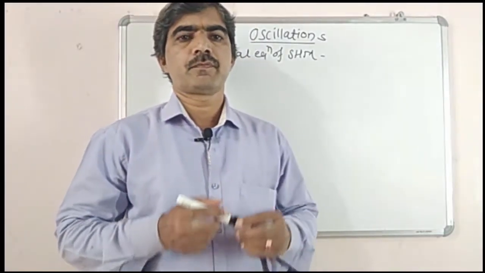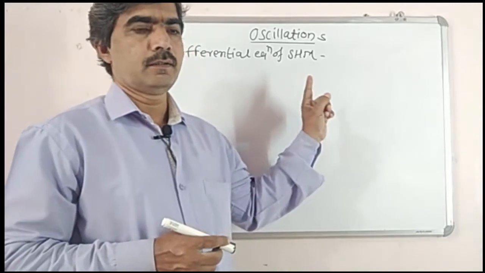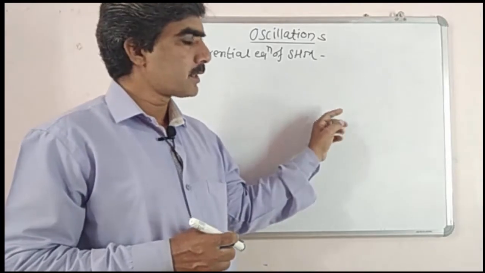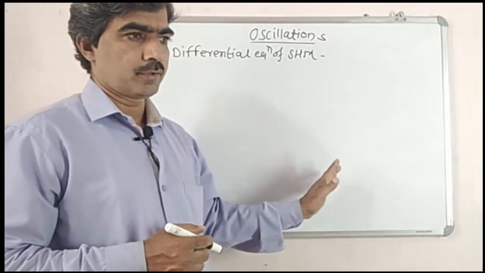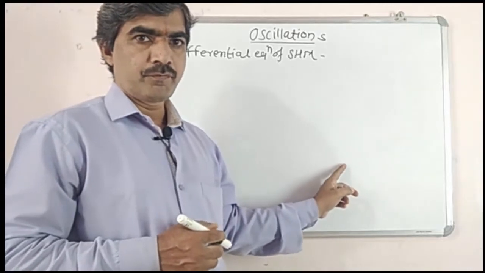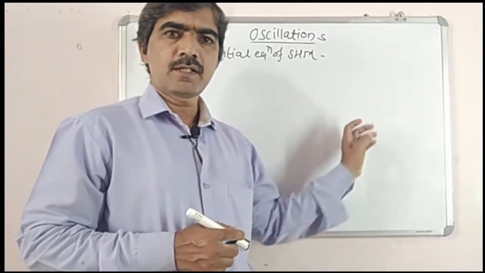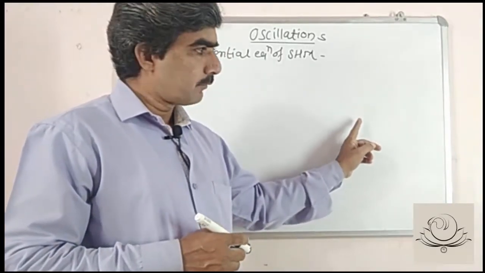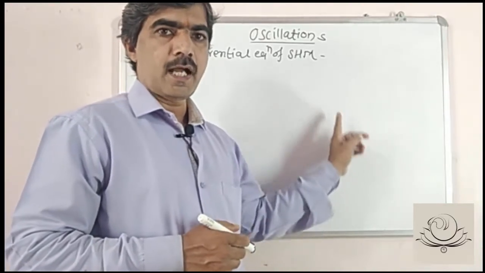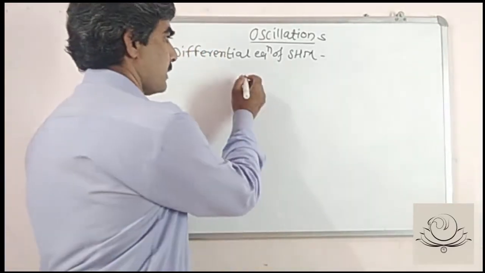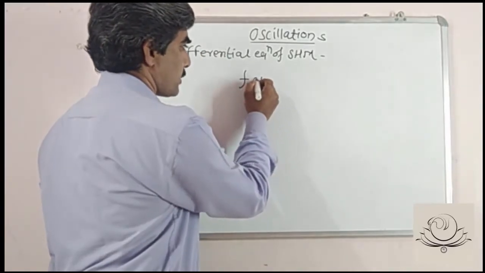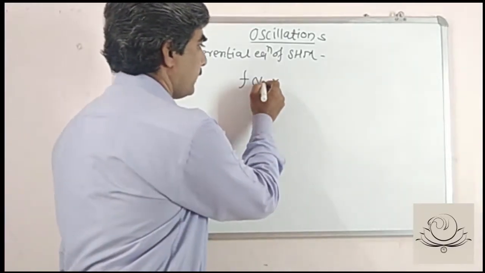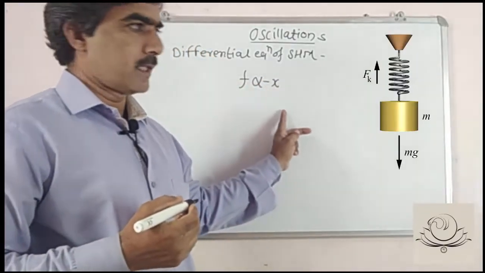Our chapter is oscillation, and the next article of this chapter is the differential equation of simple harmonic motion. Before this, see the definition of simple harmonic motion. Simple harmonic motion is oscillatory motion. It is a periodic motion in which the internal restoring force acting on the body is directly proportional to its displacement, and directed in the opposite direction to the displacement.